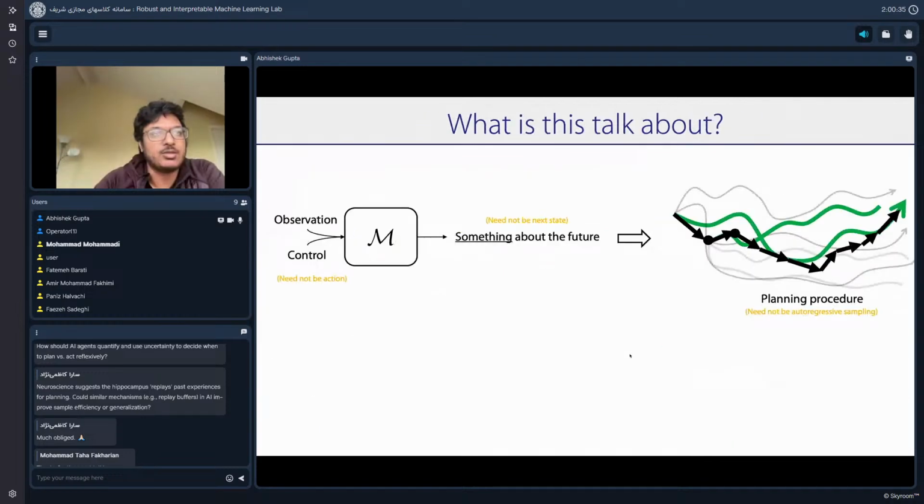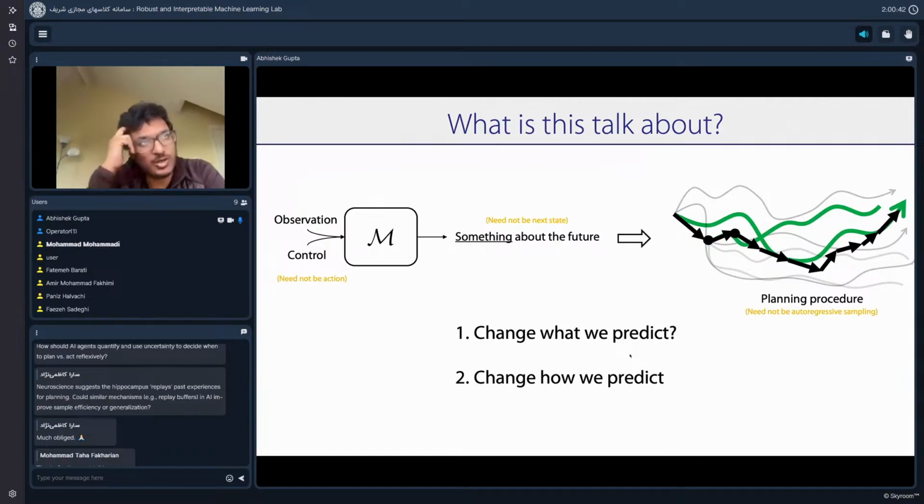Okay, and so what this talk is going to be about is we're going to try and do two things. We're going to redefine what a world model is. We're going to change two things. The first is we're going to try and change what we predict. Right now, world models are predicting the next observation, the next frame, as the prediction outcome. And the second thing is we're going to change how we predict. We're going to change exactly the procedure of predicting, and we're going to change what exactly we are predicting.